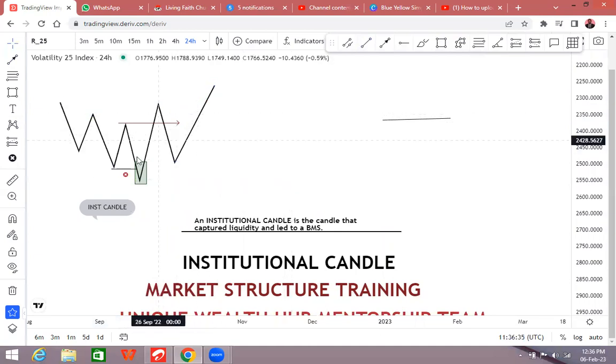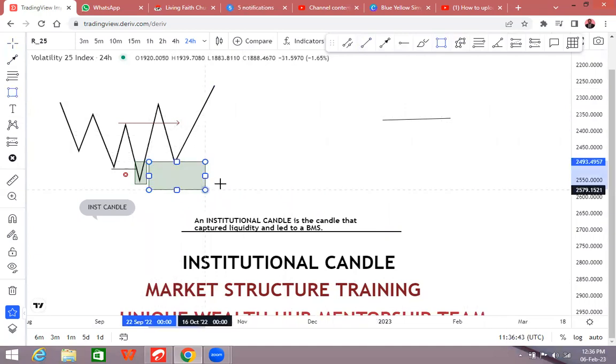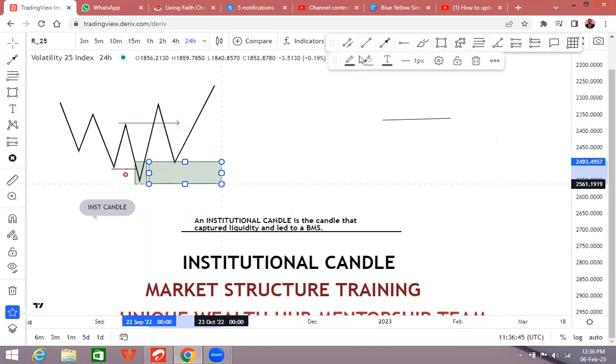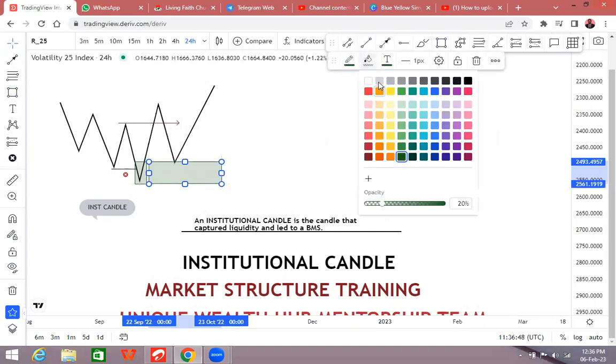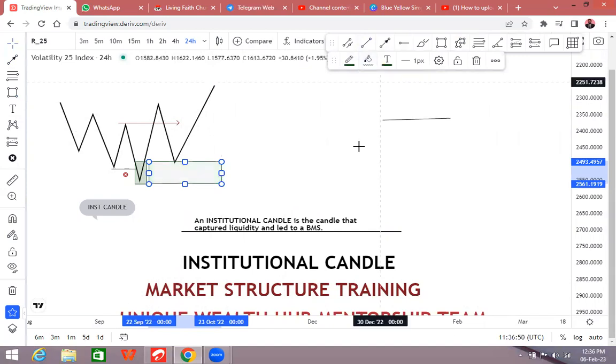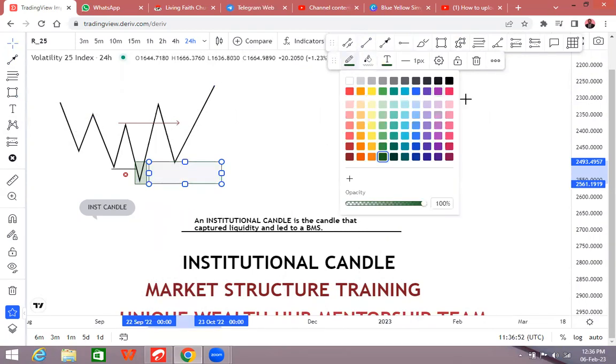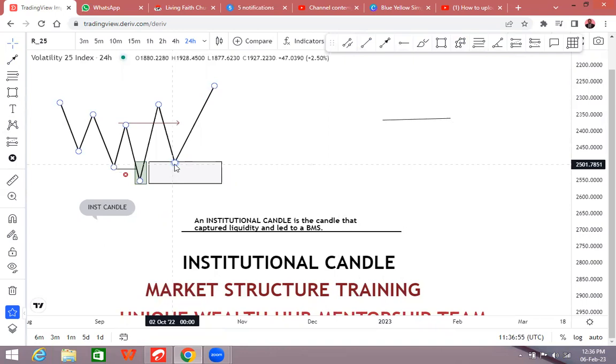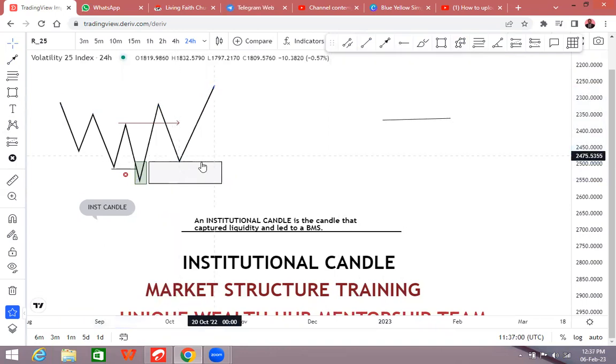So this candle has a lot of things to do in the market. This is the candle you want to be able to just shade out, and then you keep an eye on the candle. You want to see what price is going to do within that candle. Most of the times, price will just come play the open or play 50%. It now depends on the time frame you are seeing that institutional candle.